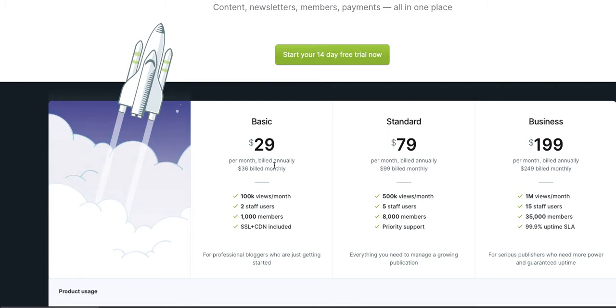But it's a fair amount of upfront cash to invest if you're just starting out, and if you're doing this monthly, it's $36 a month for the basic plan. And as you can see here, the packages using Ghost's own native hosting offer go up fairly significantly from there.